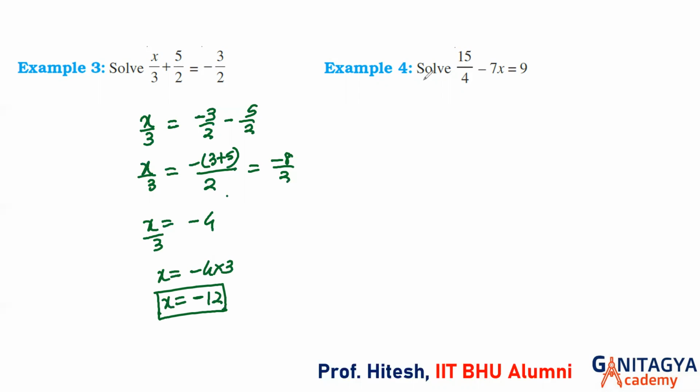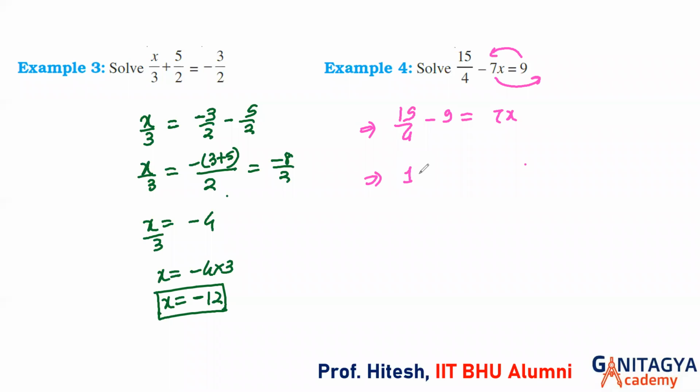Then we will move to question number 4. So question number 4 is 15 upon 4. What I'll do, I will take this one right hand side and 9 in left hand side. So minus 9 is equal to 7x. Okay. So now I will do cross multiplication.